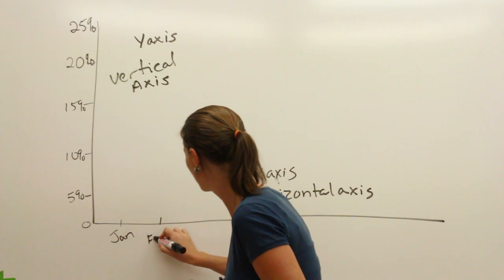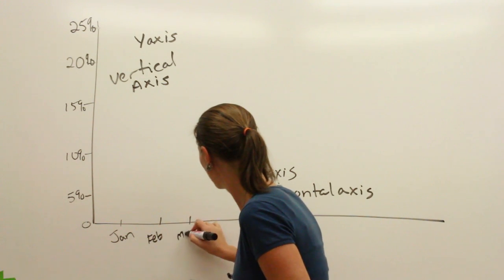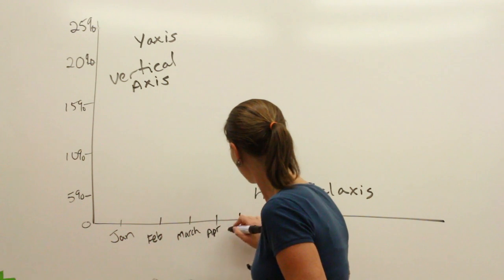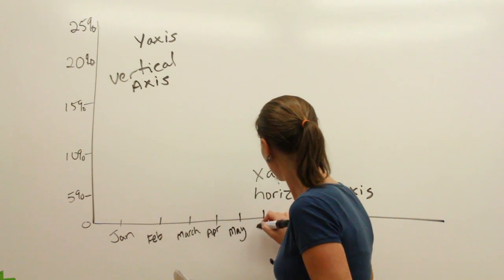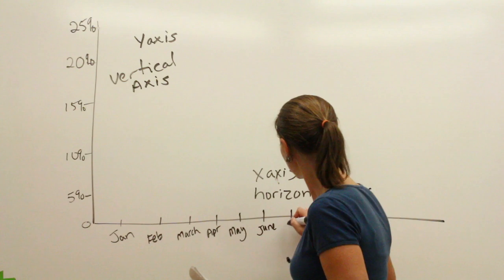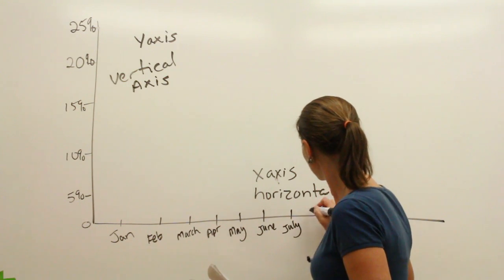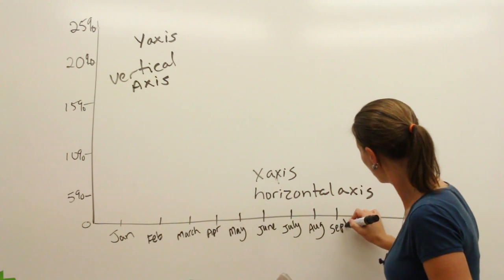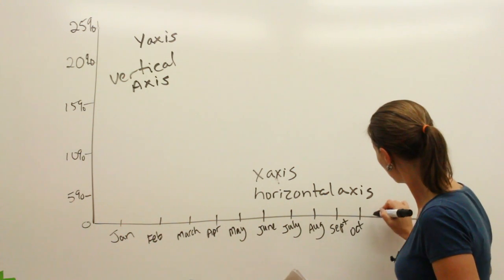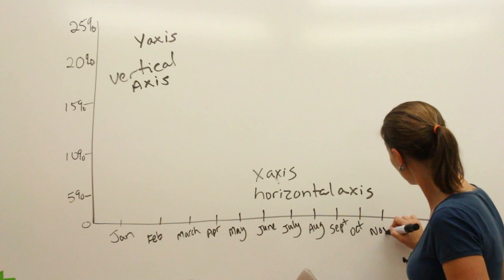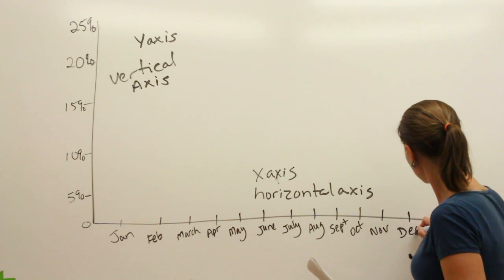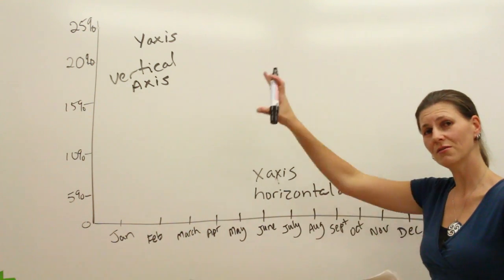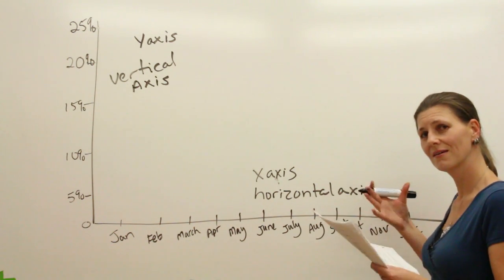January, February, March, April, May, June, July, August, September, October, November, and December. They all fit in. Okay, do you have your graph set up like this?